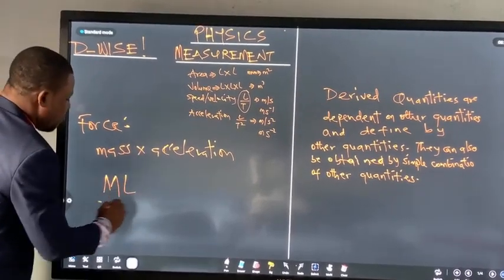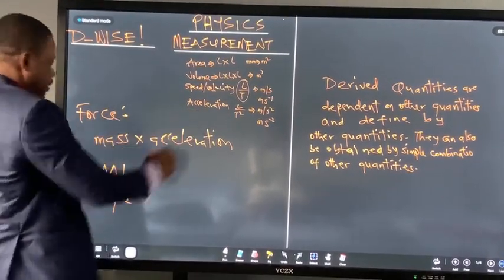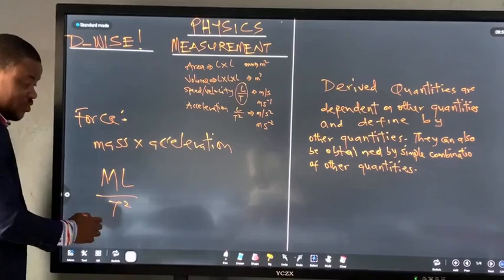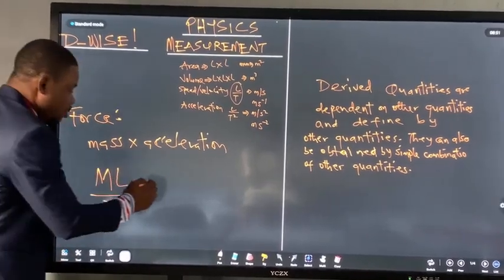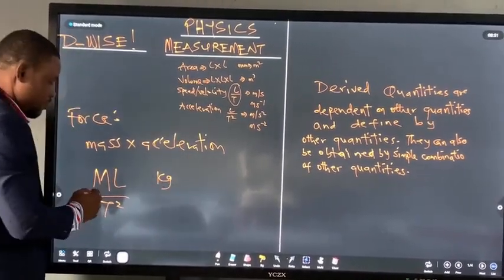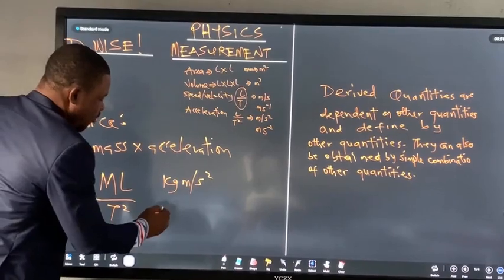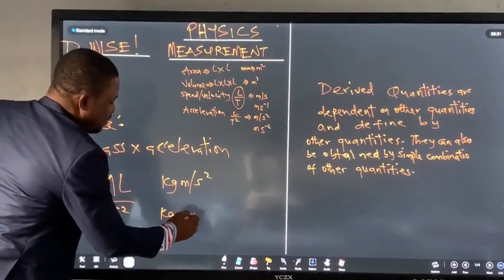Acceleration is L over what? Over t squared. Acceleration is L over t squared. So mass times acceleration is ml over t squared. So if I'm writing the unit, it's going to be kilogram meter per second squared. Or if you like, you can write with this notation.